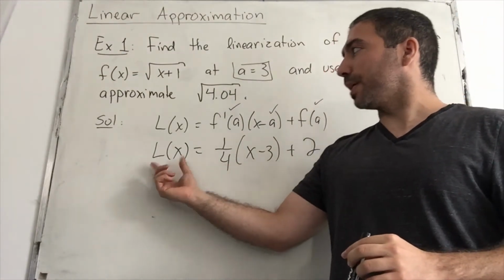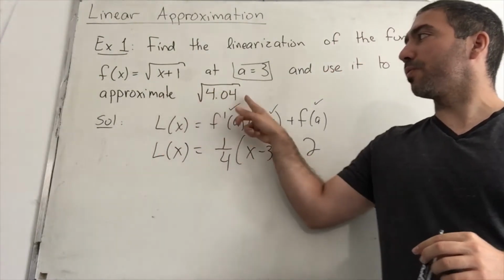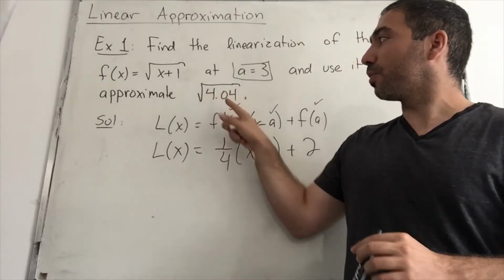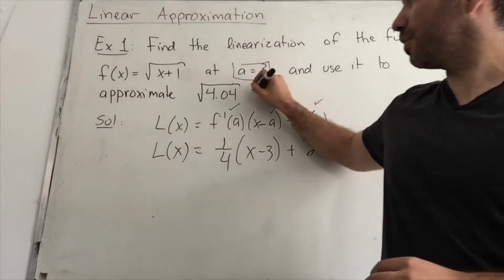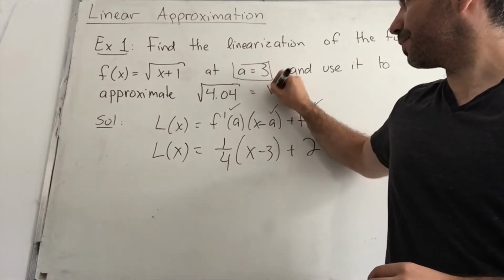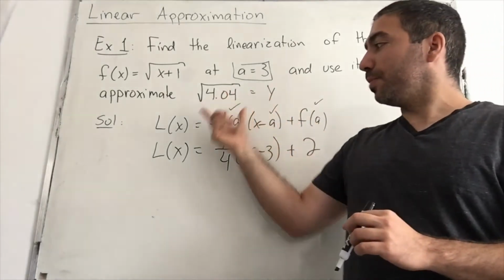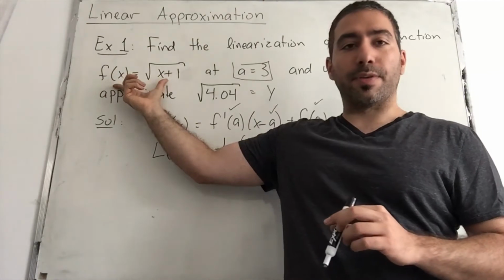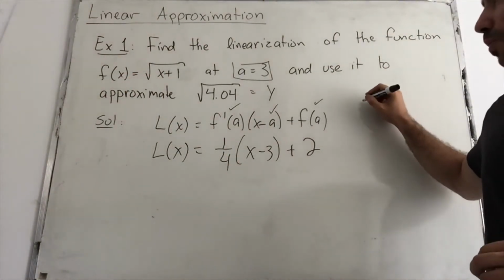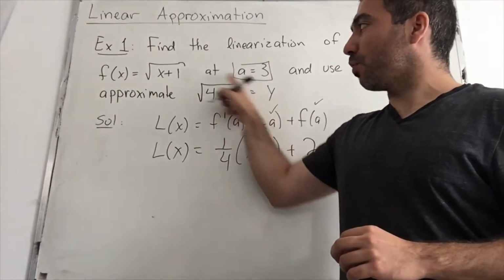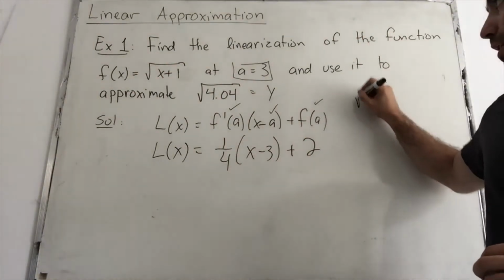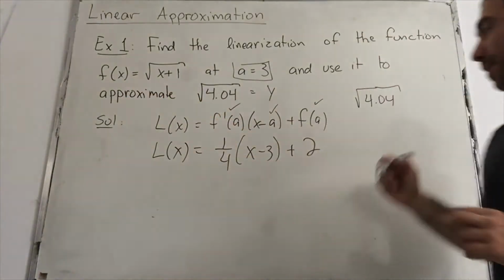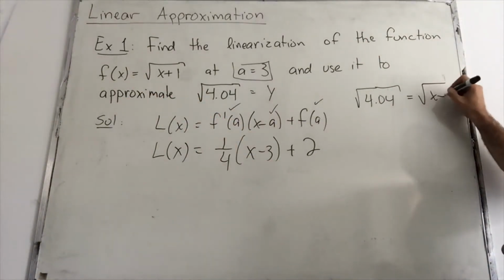Well, what are we approximating? We're approximating the square root of 4.04. But what's the x value that we're going to plug in here? Because the square root of 4.04, you should think of this as a y value, or f of x. So before you substitute, you're going to set this equal to the equation that's given. So if we set this equal to our function, we substitute our y value into the function f of x. This is equal to square root of x plus 1.